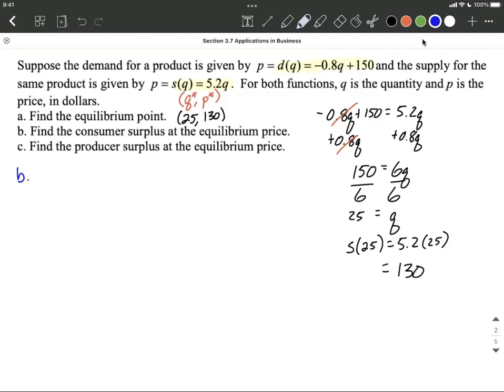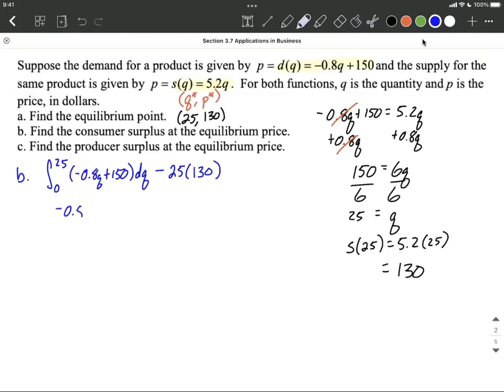So to get this, what we want to do is integrate from 0 to our value for Q, 25. And this one's going to require us to integrate the demand function. So negative 0.8Q plus 150 dQ at the end, and then we subtract off our equilibrium point multiplied together, the Q value multiplied by the P value, quantity multiplied by price gets subtracted away. All right, from here, let's go ahead and integrate.